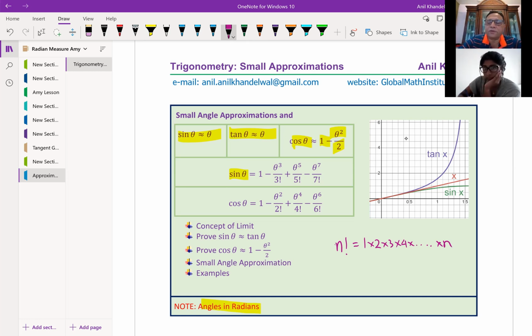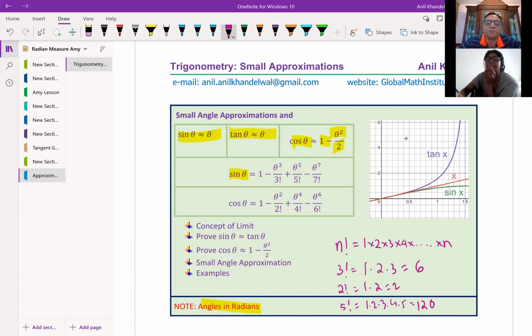So when I write 3 factorial, it really means 1 times 2 times 3, which is 6. The dot is not a decimal, but a sign for product. So that is what 3 factorial is. 2 factorial is 1 times 2, which is 2. And 5 factorial is 1 times 2 times 3 times 4 times 5, correct? 4 times 5 is 20, and 20 times 6 is 120. That is the convention.